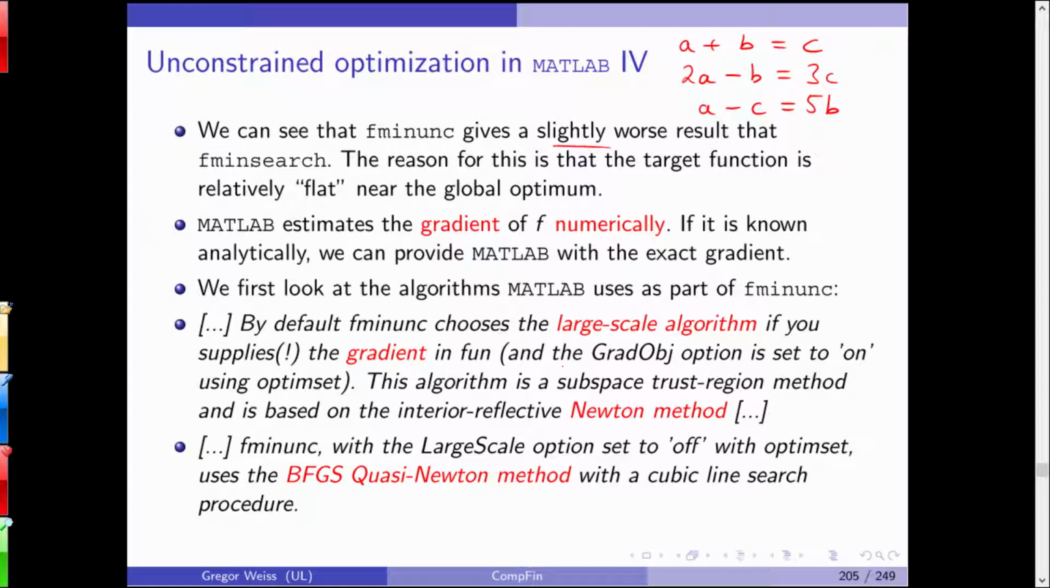And you can see this from the documentation. By default, fminunc chooses the large-scale algorithm if you supply, that's an error in the documentation, if you supply the gradient in fun. This algorithm is a subspace trust region method based on the interior-reflective Newton method. But still, fminunc with the large-scale option set to off uses the BFGS quasi-Newton method with a cubic line search procedure. They both use a numerical approximation to the gradient.